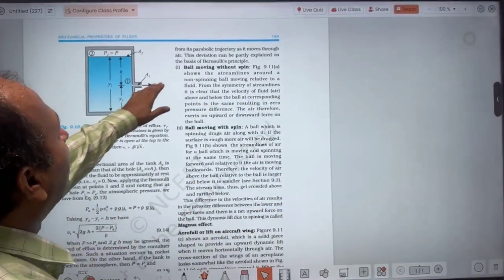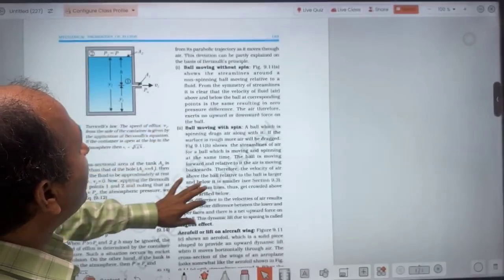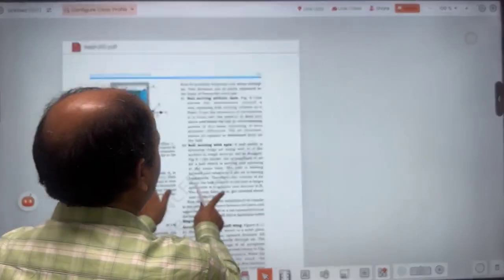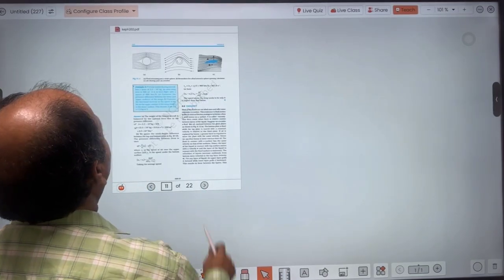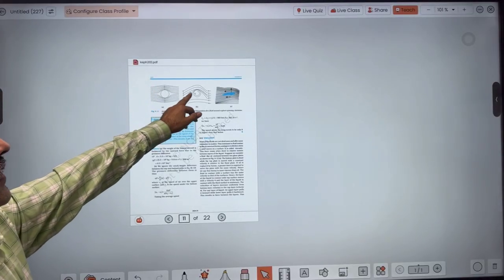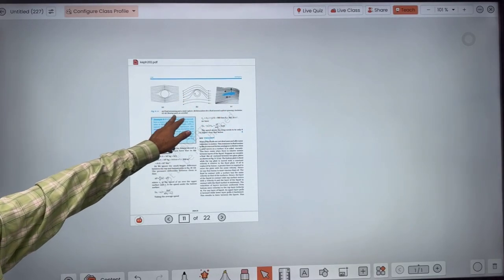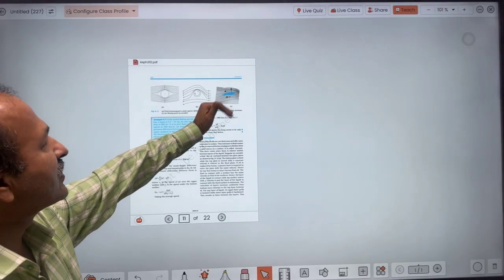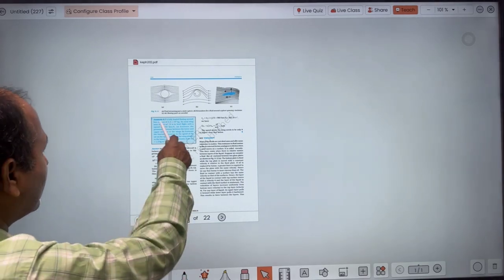So a ball moving without spin, if it is going straight, then nothing happens. Figure 9.11a. First let's see the figure, and after that let's analyze what they want to say. Here in this case nothing is happening, there is no velocity difference. Here there is a spinning ball, so there will be a velocity difference. Here this is an airfoil, and here also there will be a velocity difference because of the shape. That is what we are analyzing here. If velocity is more, pressure will be less, and then there will be an upward lift. That we are going to analyze.